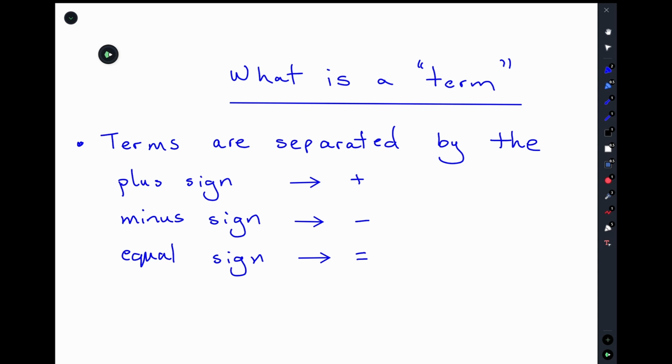So before we begin rearranging equations or rearranging terms in equations, we must define the word term as it applies in math. So in equations, terms are separated by the plus sign, the minus sign, and the equal sign.